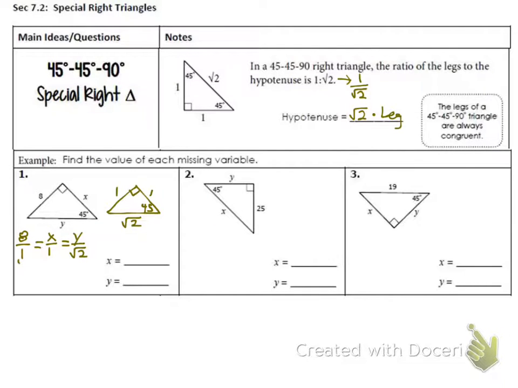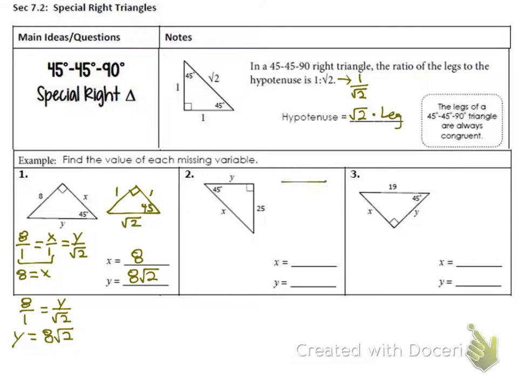would be 8 equals x. Then to solve for y, I'm going to take 8 over 1 and y over root 2 and write a proportion. Now from here we use cross product. 1 times y is y, and then 8 times root 2 is just 8 root 2, and we leave our answer in radical form as 8 root 2.